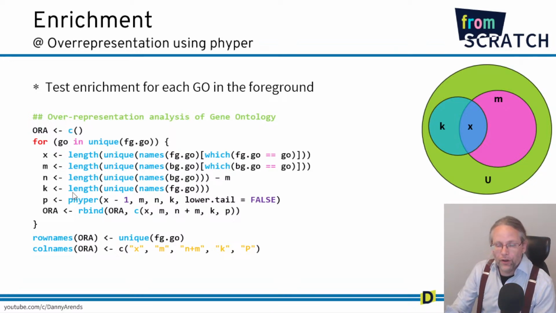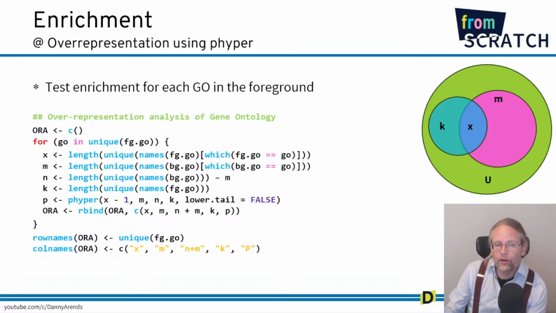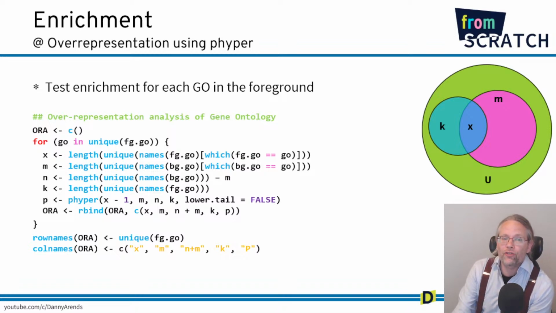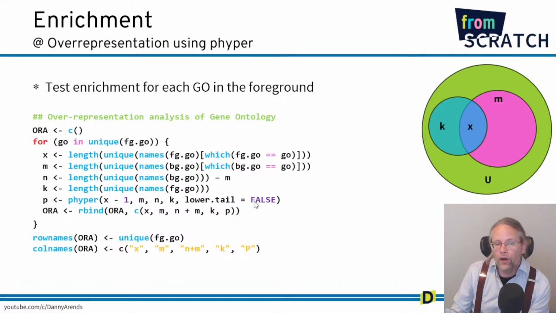And then I'm going to compute K. So K is going to be all of the probes which are in the foreground set. And then I can do my p hypertest. So the way that I flip the p hypertest around is just saying lower tail is equal to false. But from X we have to subtract 1. So I just give p hyper X, M, N, and K. And then I tell it lower tail is equal to false to flip the test around.